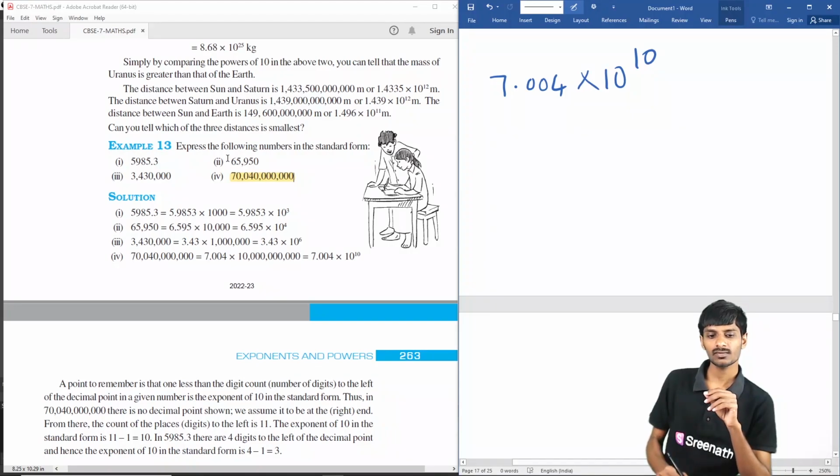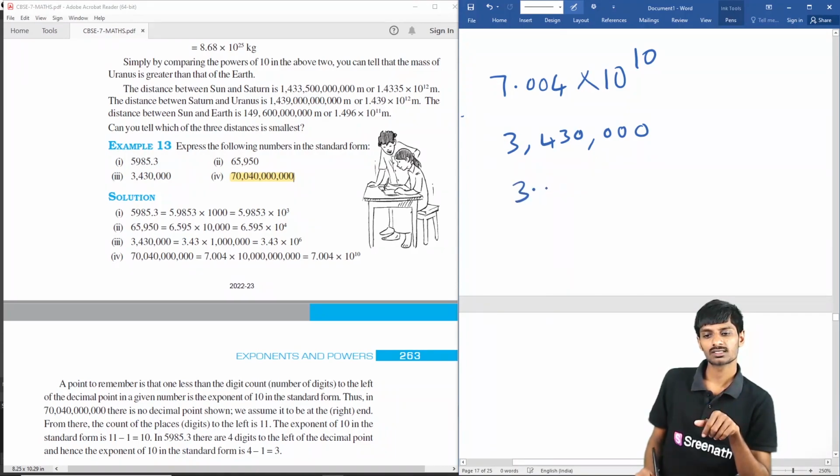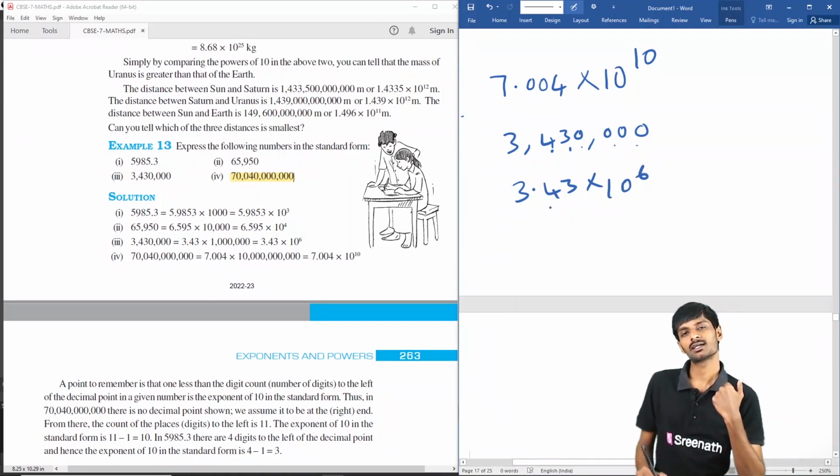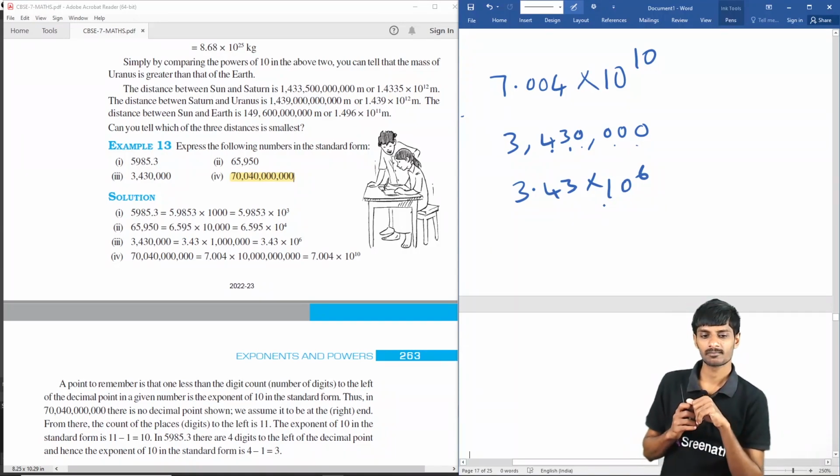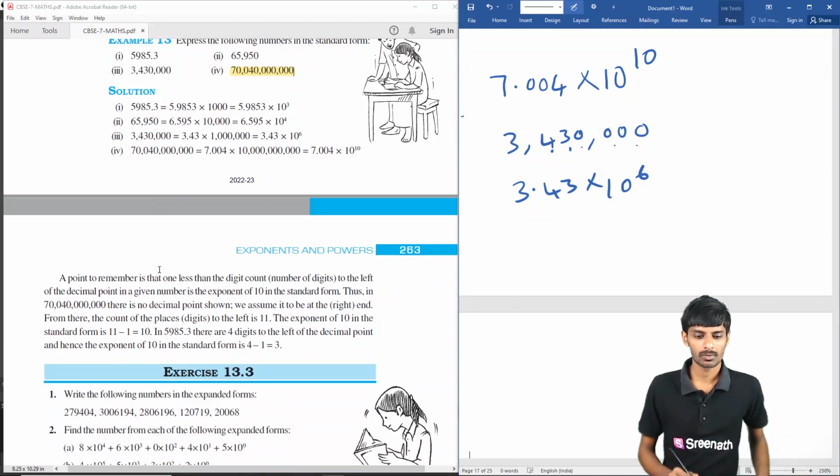Okay. If you are having 3 lakhs like this, we are putting the dot at 3.43 into, and how many? 1, 2, 3, 4, 5, 6. We have to write 10 power 6. After the decimal point, how many digits are there? That is how much you have to write. That is the way to remember, students.